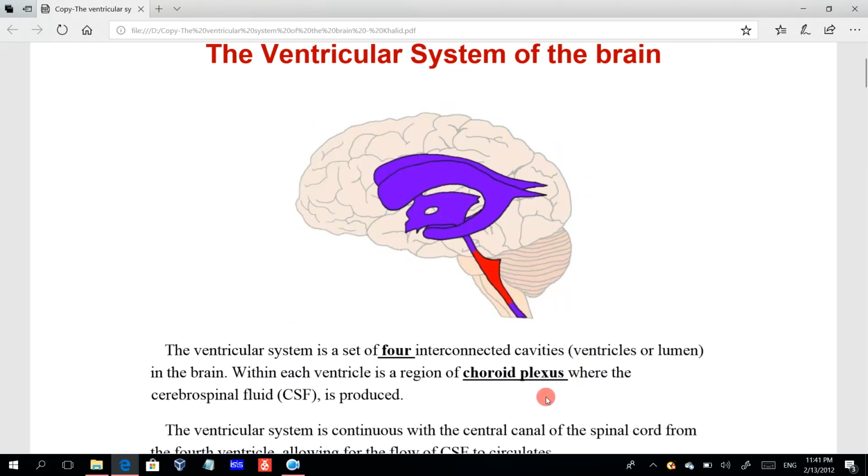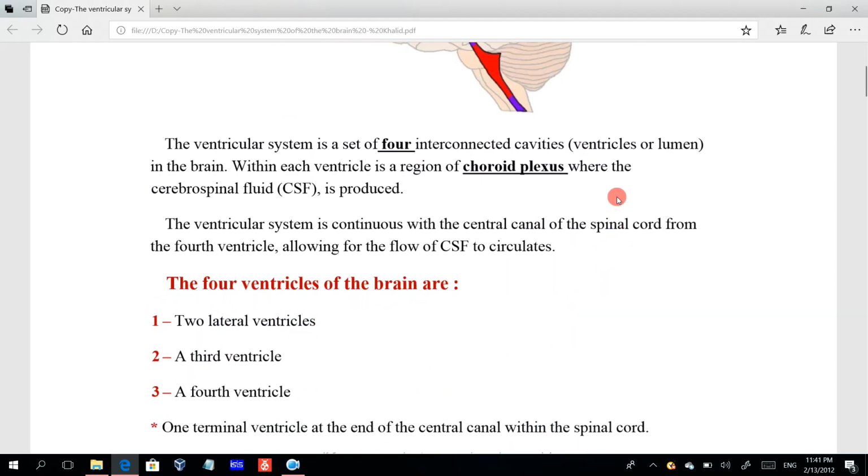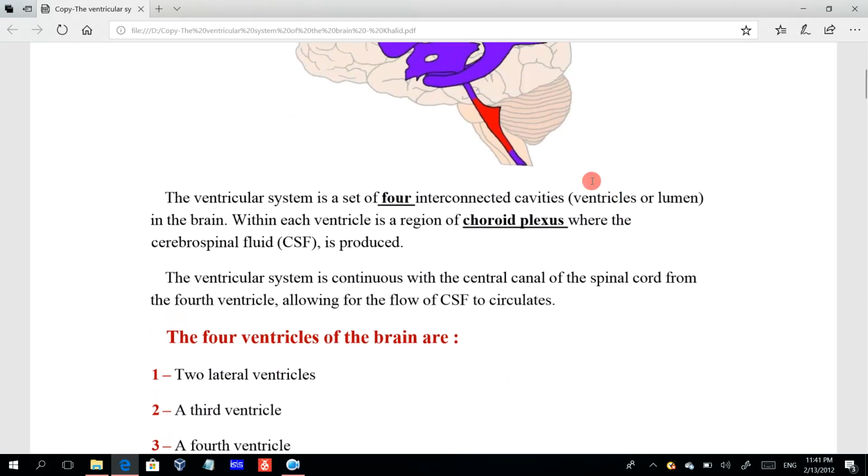The ventricular system is continuous with the central canal of the spinal cord. You know, the spinal cord has a canal within its center. You see, this is the starting point of the spinal cord, and here we have the central canal within the spinal cord. So this system is continuous with the central canal of the spinal cord.